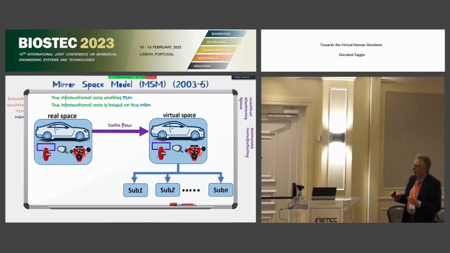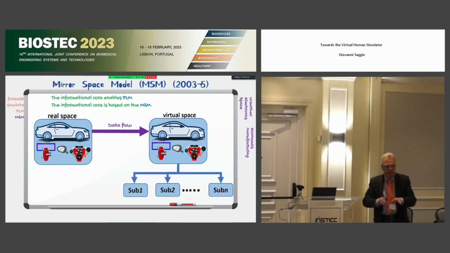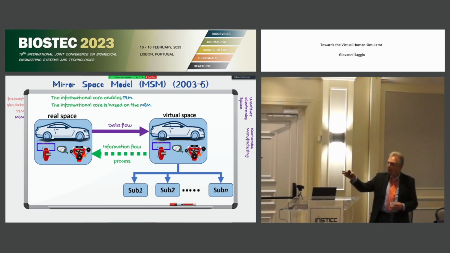And he thought to act on a subset of the virtual space. So the virtual space is split into several parts, and you can act on each of those parts independently. After that, when you obtain your information, this flow of information goes to the real space again. So we get a sort of feed forward and feedback condition.